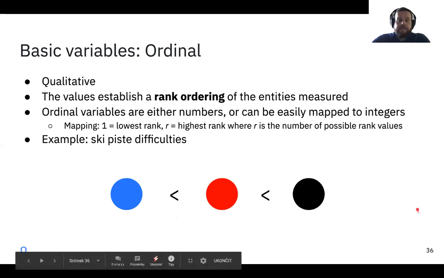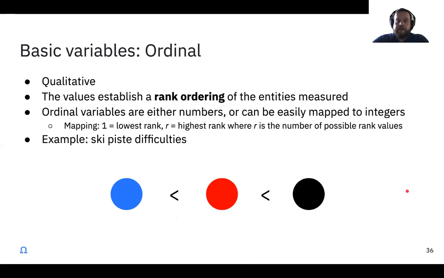You can see that ordinal variables are either numbers, or they can easily be mapped to integers. An example of that mapping is that your lowest rank is going to be 1, and R is going to be the highest rank, where R is the number of possible values. So it's going to be 1, 2, or 3. You can encode this as numbers and compare those numbers meaningfully.